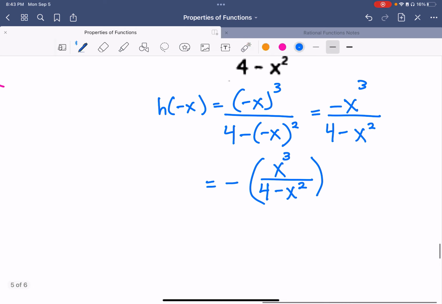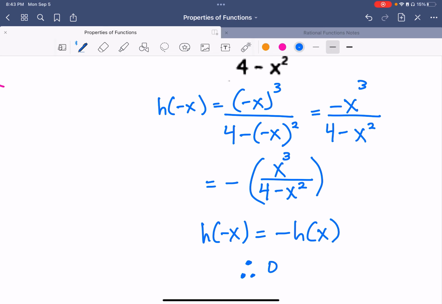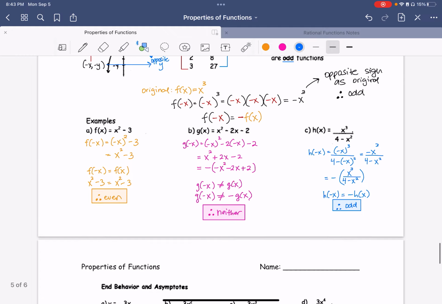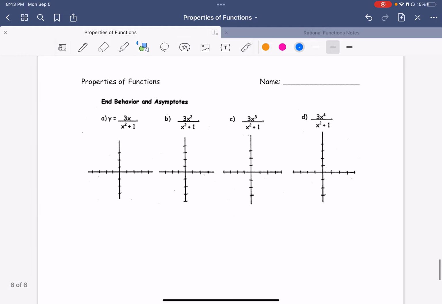Okay, so after you plug in negative x and you take the negative out, they ended up being the same function as what you started with, except that it was negative. Okay, so for that reason, this function is odd. Okay, let's do some more examples.